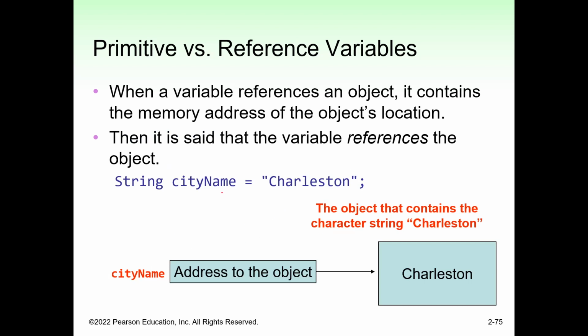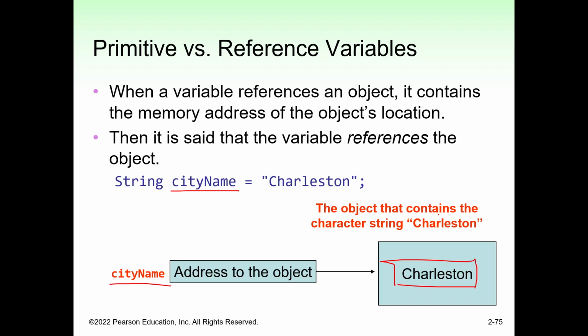And what that means is quite simple. Instead of just having a location specifically for this variable, we have this variable that's going to send us an address to the object, and then that object will have a location, and that object will store Charleston. And you don't have to fully understand it.